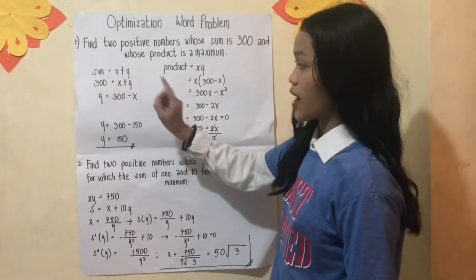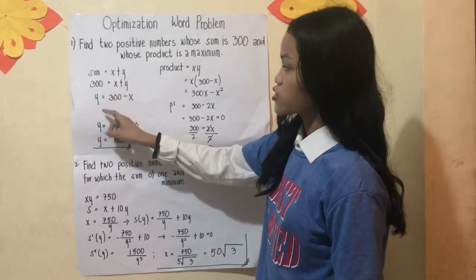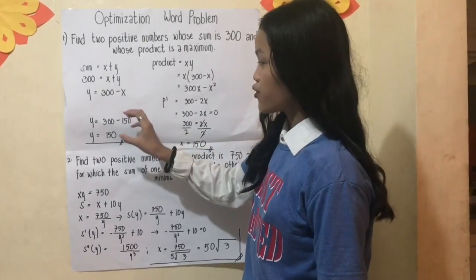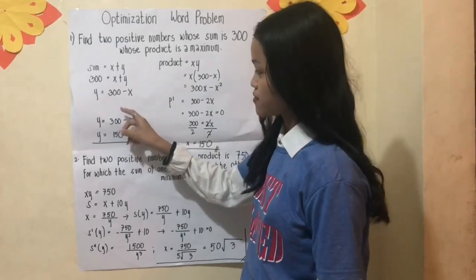Sum is equal to x plus y. The given sum is 300, so 300 is equal to x plus y. We move the x to the other side, so y is equal to 300 minus x.